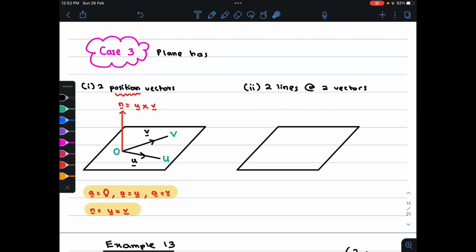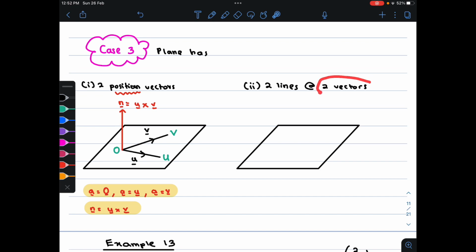Next is if your plane has 2 lines or 2 vectors. So here you can see that this vector right here doesn't have the keyword position. So if it doesn't say that it is a position vector, you cannot assume that the vector starts from origin. Just take it as it is. So let's say I have 2 lines on this plane.